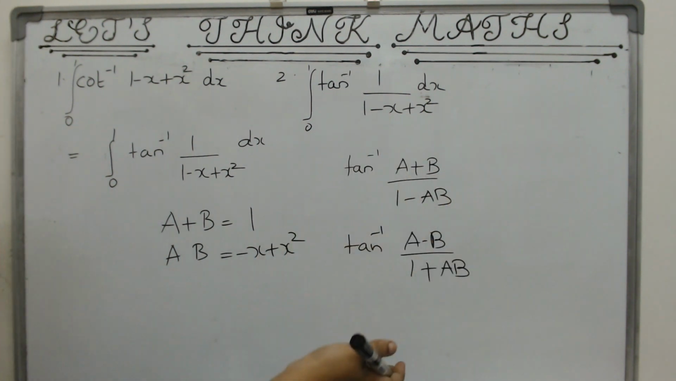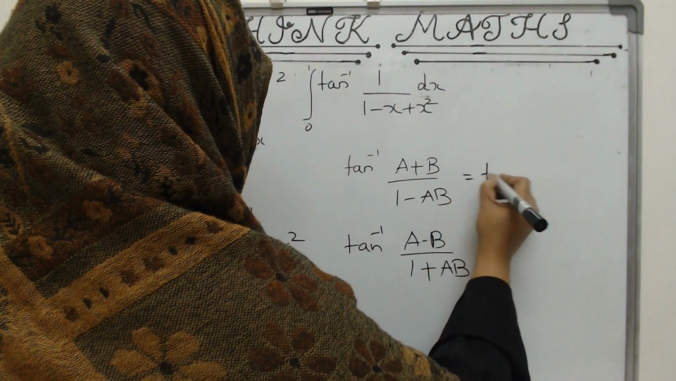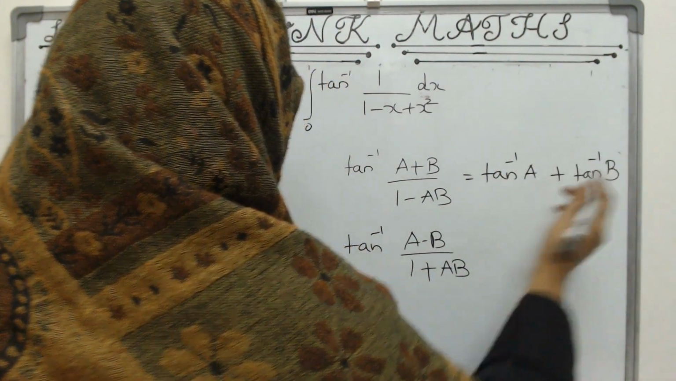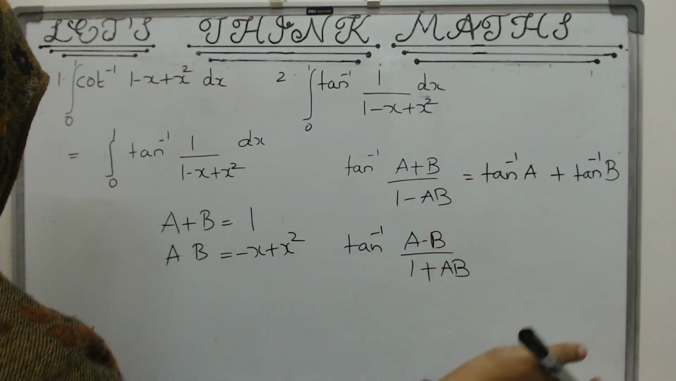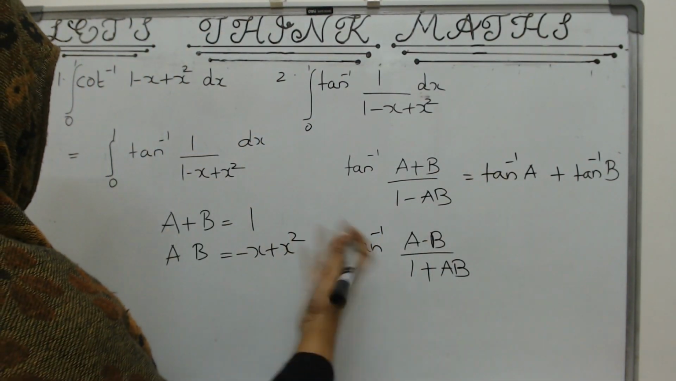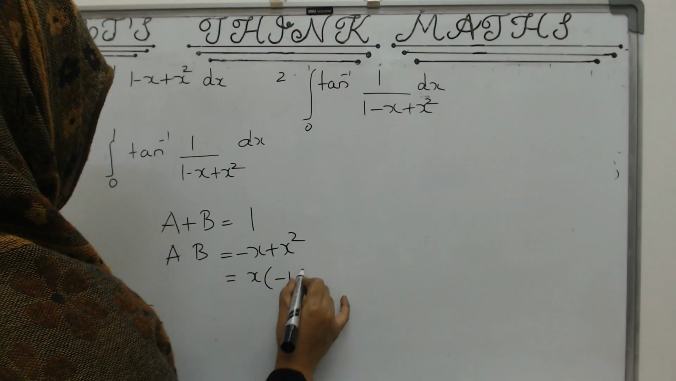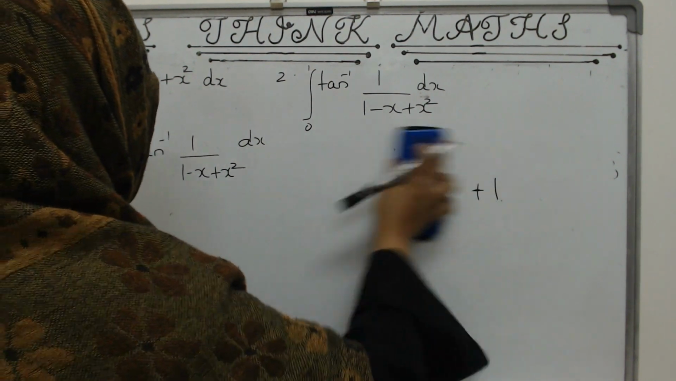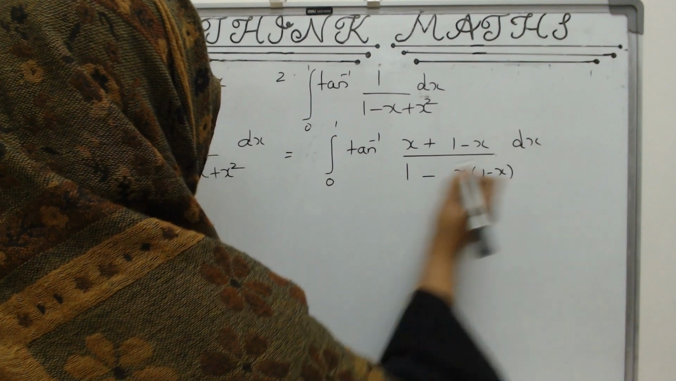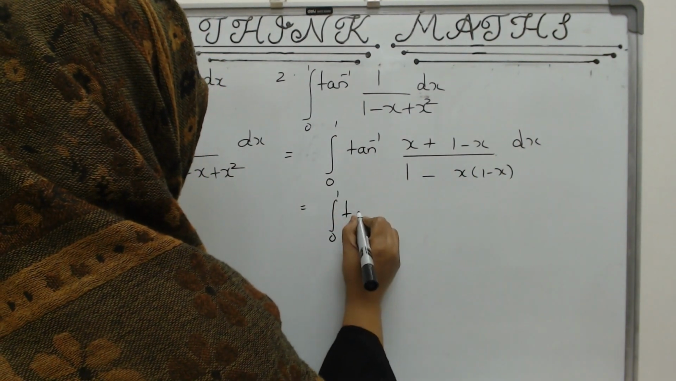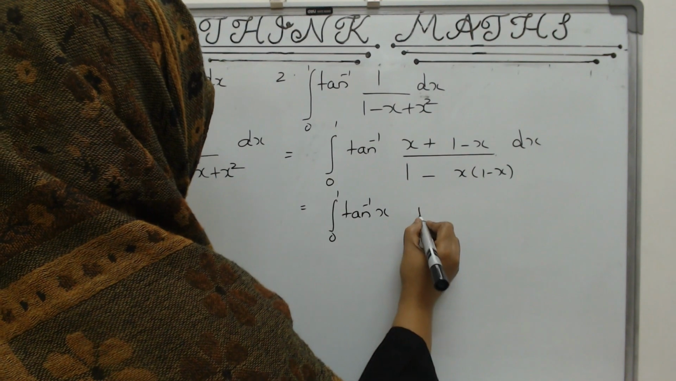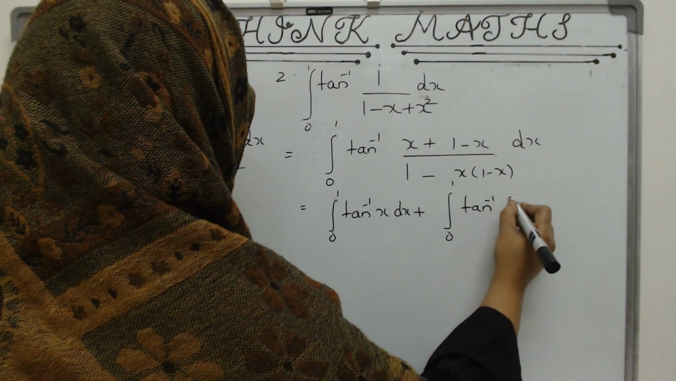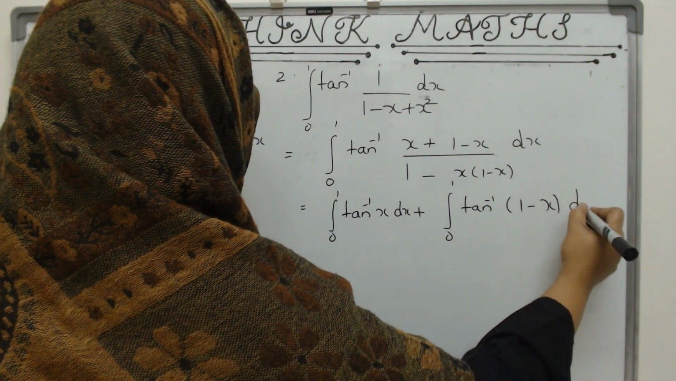Then what? Once you get it in this form, then this is equal to tan inverse of A plus tan inverse of B. And this will be tan inverse of A minus tan inverse of B, and this is the same for tan also. This is what you get. Now we have our answer, right? So let us write it down, x and 1 minus x. So that is equal to what? 0 to 1 tan inverse of x plus 0 to 1 tan inverse of 1 minus x dx.